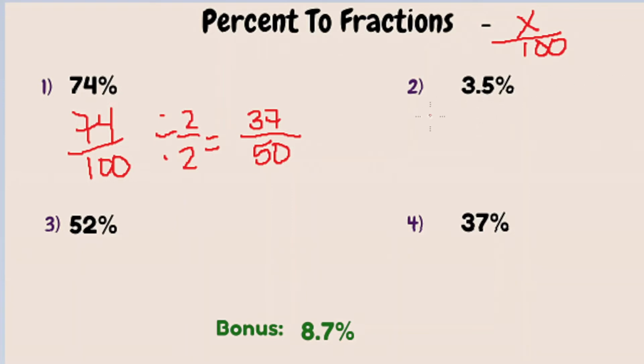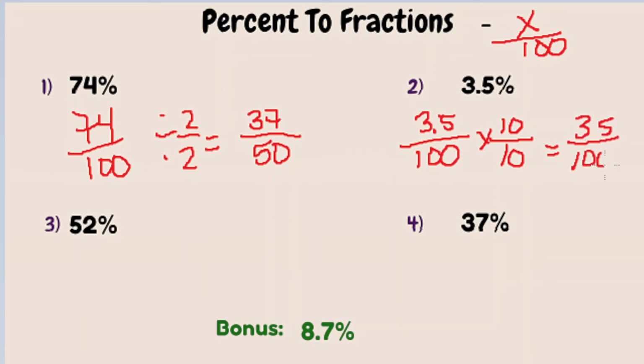The next one's a little bit tricky, but let's walk through it. 3.5 over 100. Well, I don't want to divide a decimal into a fraction. So let's see if we can't get this decimal away by multiplying by 10. So if we multiply by 10 on our numerator to get us 35, we have to also multiply our denominator. So now we get 35 over 1,000.